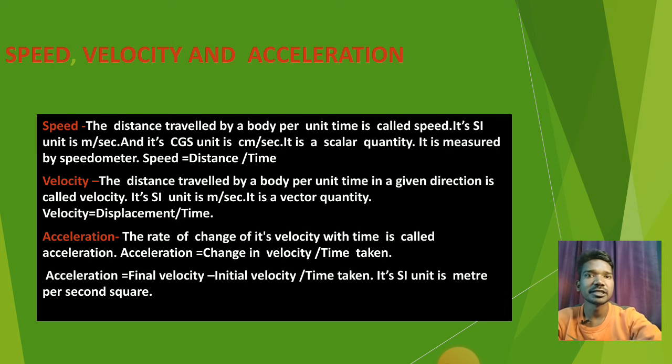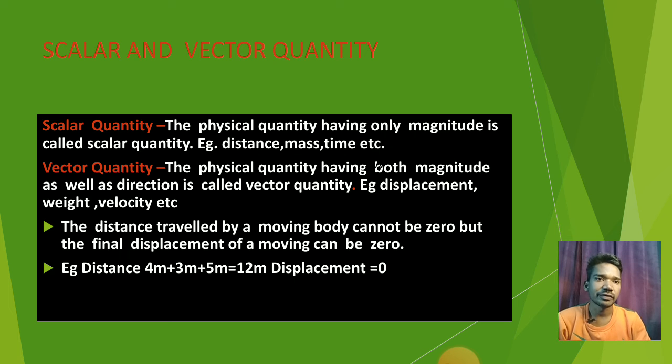Next term is scalar quantity and vector quantity. So what is scalar quantity? The physical quantity in which only magnitude is mentioned is called scalar quantity. Example, distance, mass and time. All these physical quantities don't need any direction. But talking about vector quantity, it is a physical quantity in which both direction as well as magnitude is necessary.